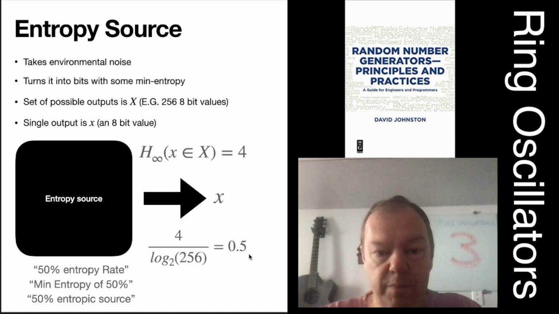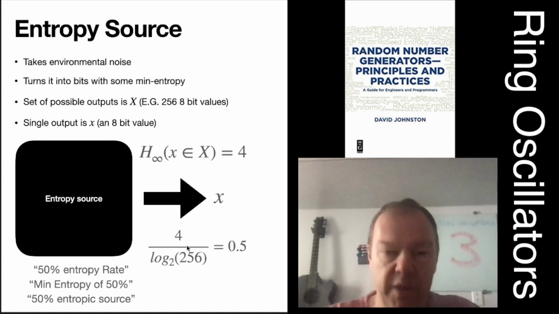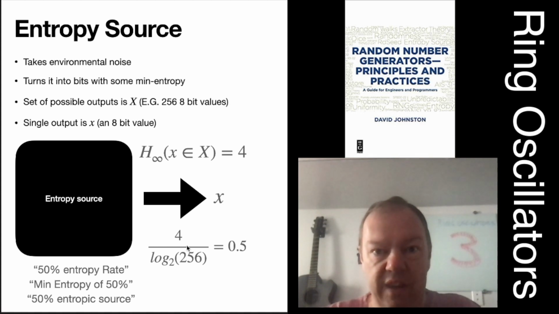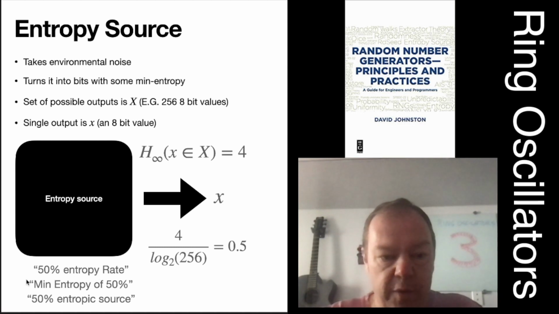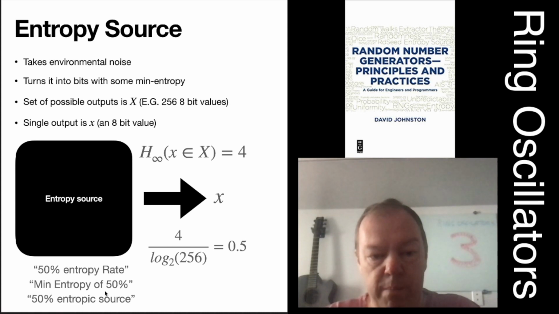We can think of that as the number of bits of min entropy per bit of data. So here we've got 8 bits of data, 4 bits of min entropy. So it's got an entropy rate of 0.5, or sometimes we say 50% entropic, to say that half of it is random. If this was a bigger number, then it would be more random. So this terminology we might use: 50% entropy rate, min entropy of 50%, 50% entropic source. It is a 50% entropic source.